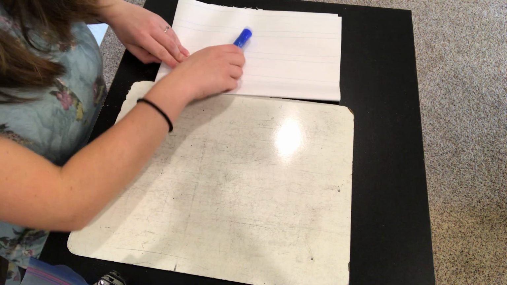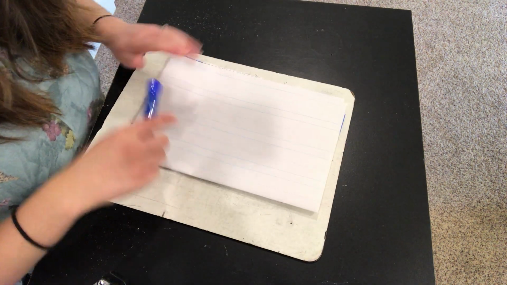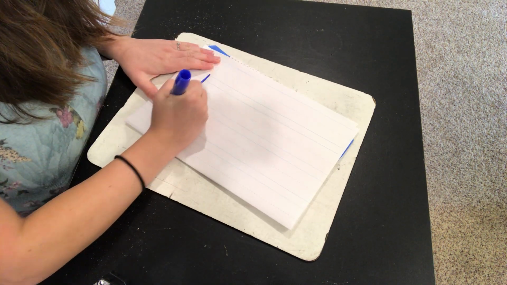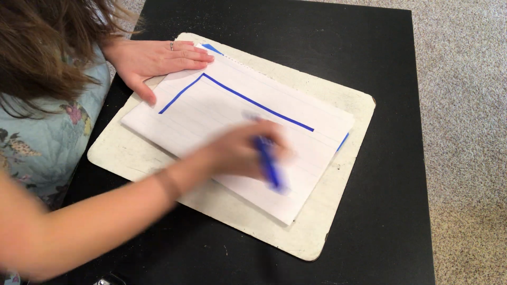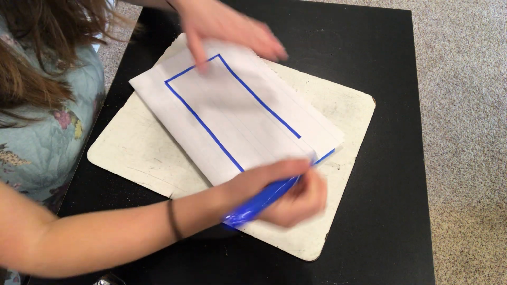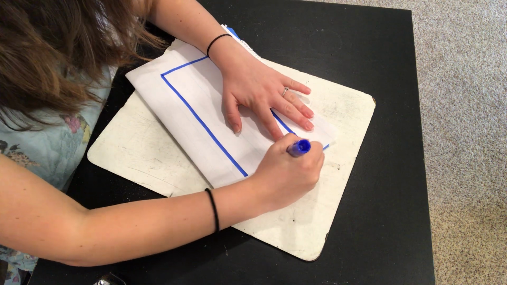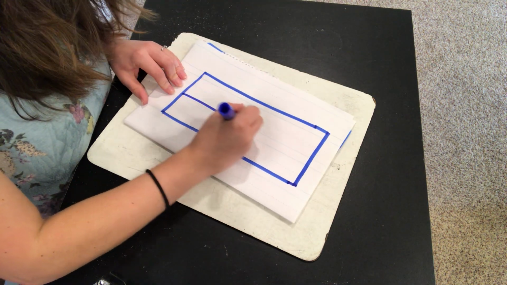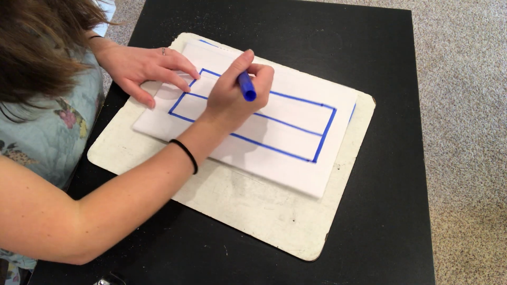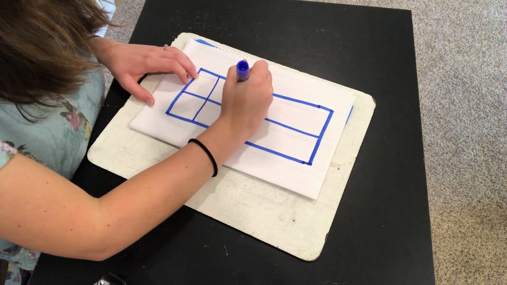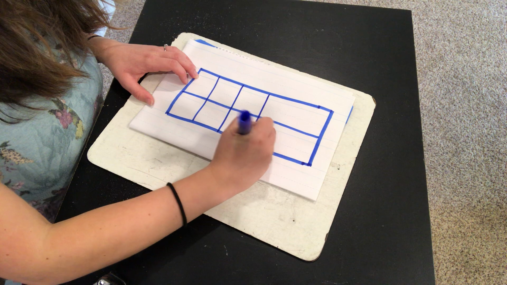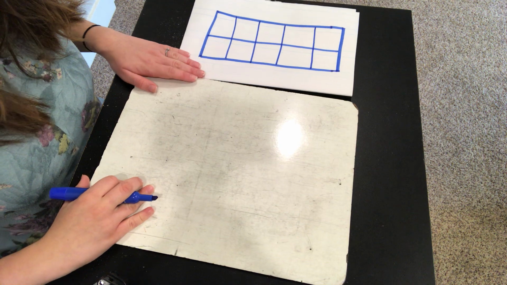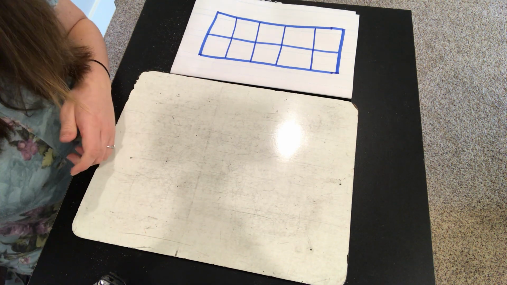Okay, so I'm going to make my 10 frame first. You may have already made one, or you may want to make one with me. Remember, a 10 frame is just a big rectangle. And then draw a line down the middle and split it into 5 sections. Just like that. Okay, so there's my 10 frame. Now I'm ready to work my problems.